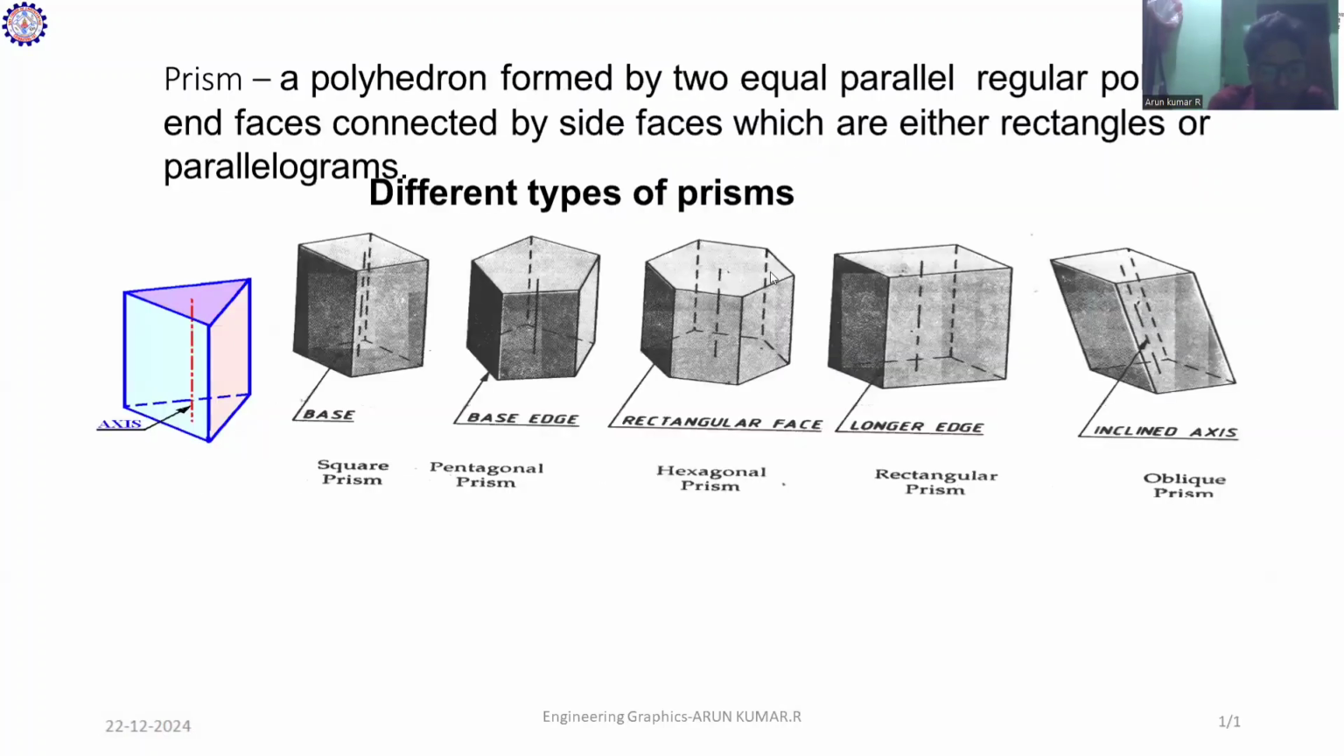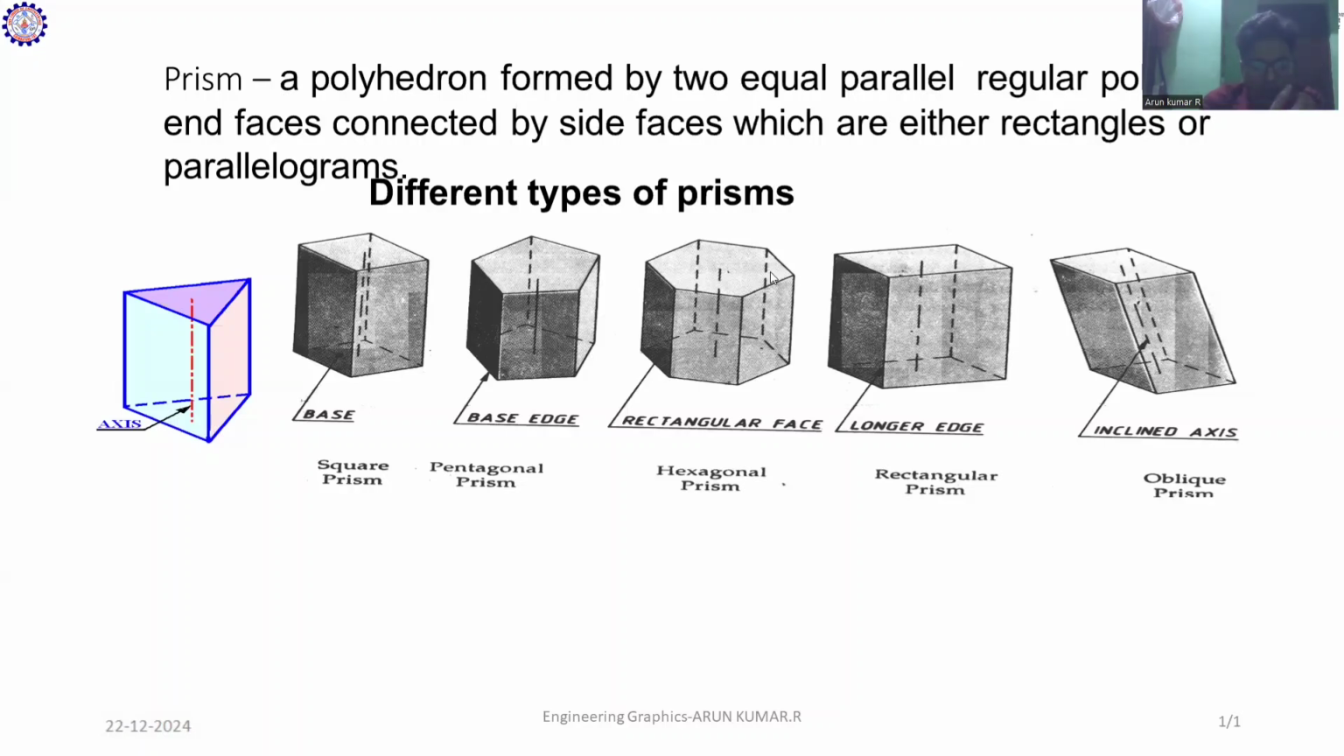Last class I told you that a prism has two shapes. In our engineering graphics problems, only two shapes will be there. We consider only regular shapes, not irregular shapes, because that is very complicated, while solving the prism category or pyramid category problems.